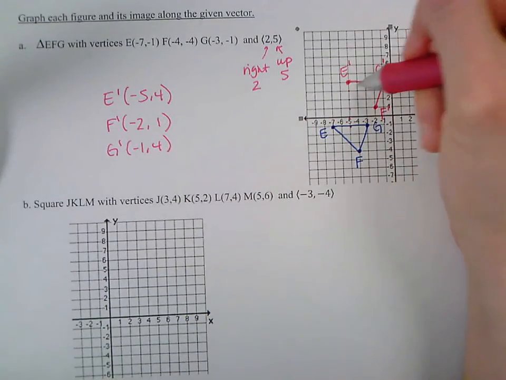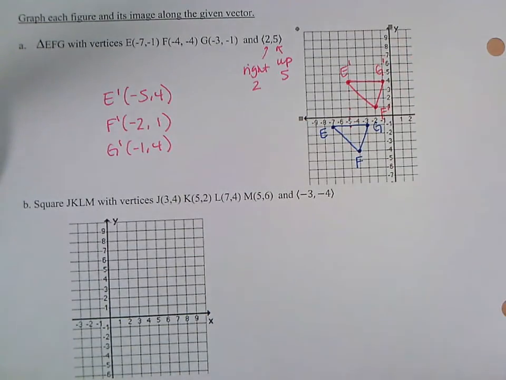And you are just translating the object, so it shouldn't appear to be oriented a different way, like it shouldn't look like it's rotated or reflected. It should look the exact same, just in a different location. Any questions on that?